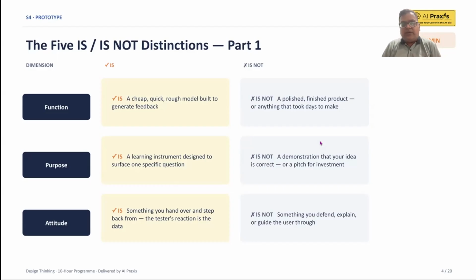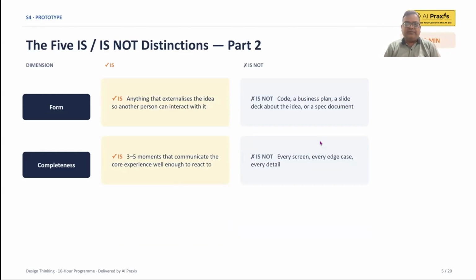IDEO often says, right, fall in love with the problem, not with your solution. Okay, so whenever your prototype is built, remember a very important thing: you should build it quickly. That's first. Second, learn one thing. Third, stay silent while users actually interact. Then there are two more things.